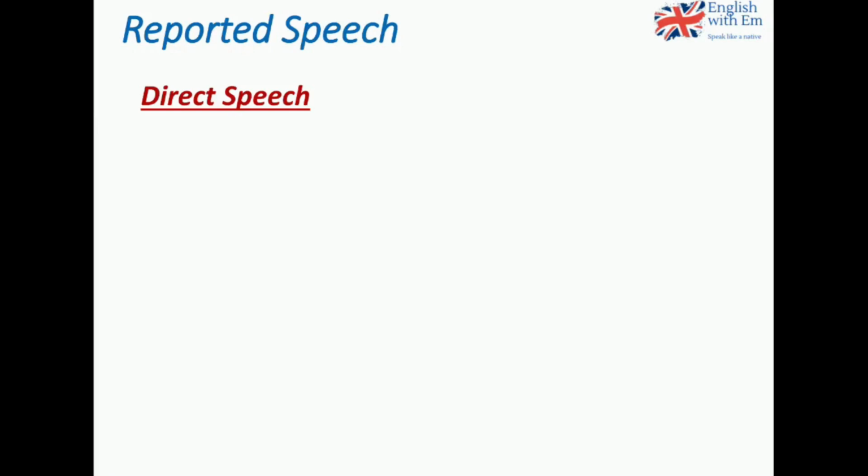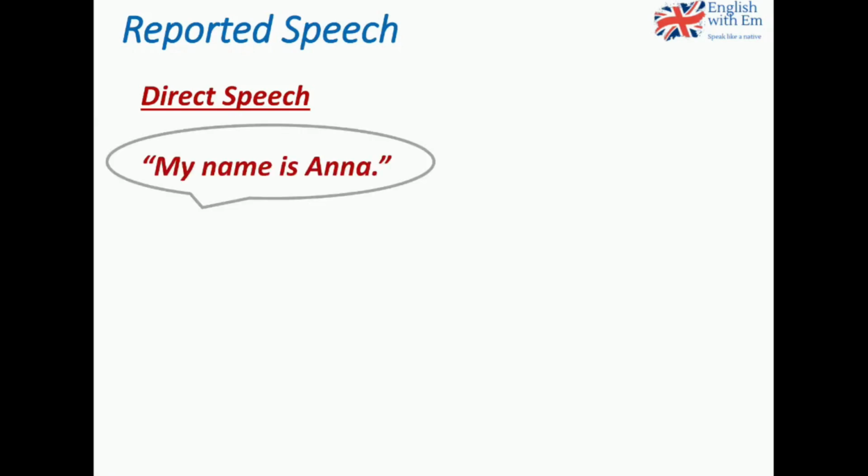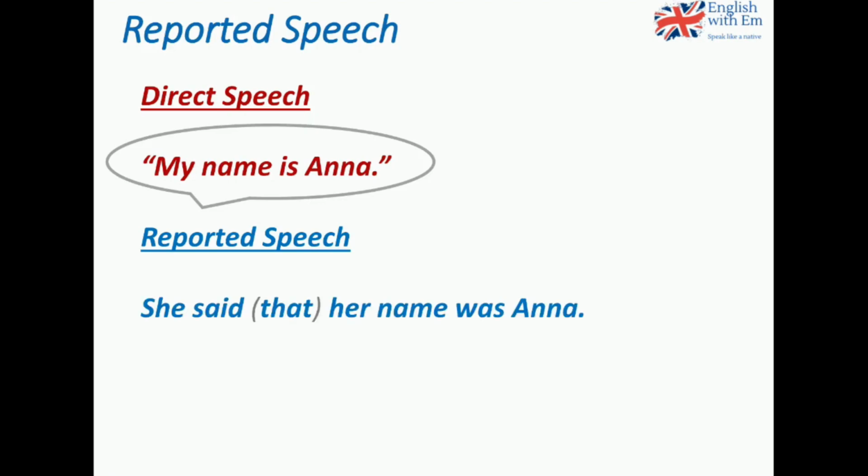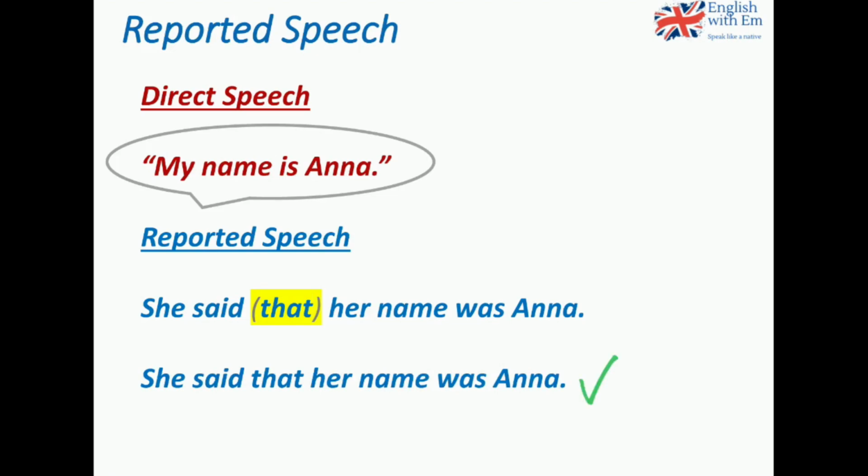So we'll start with the direct speech. "My name is Anna." Now notice how we use quotation marks in writing to show that speech is direct. Now if we want to change this to reported speech, she said (that) her name was Anna. Notice that I've put that in brackets. That is because that is optional. So you can say she said that her name was Anna, perfect. But you can also say she said her name was Anna, also perfect.